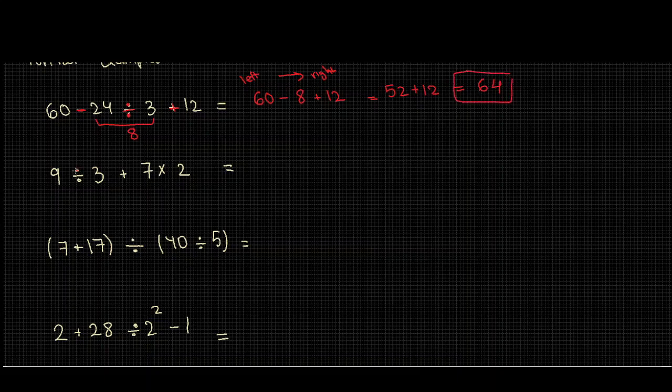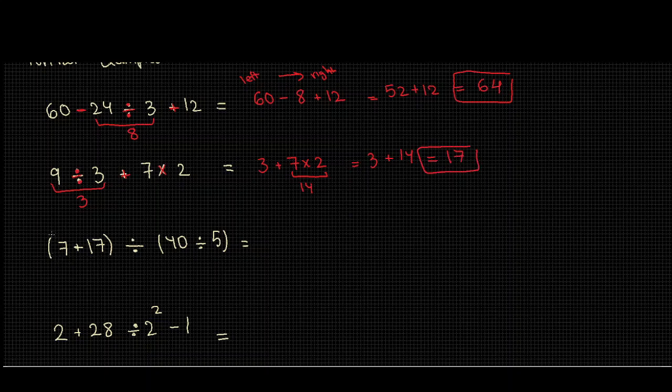This equation has division, addition, and multiplication. So I will start with the ones that are more important, which are division and multiplication. We start with division. 9 divided by 3, that is 3. So I'll write it down. 3 plus 7 times 2. And then we have multiplication here. 7 times 2 is 14. So 3 plus 14. And our answer is 17.